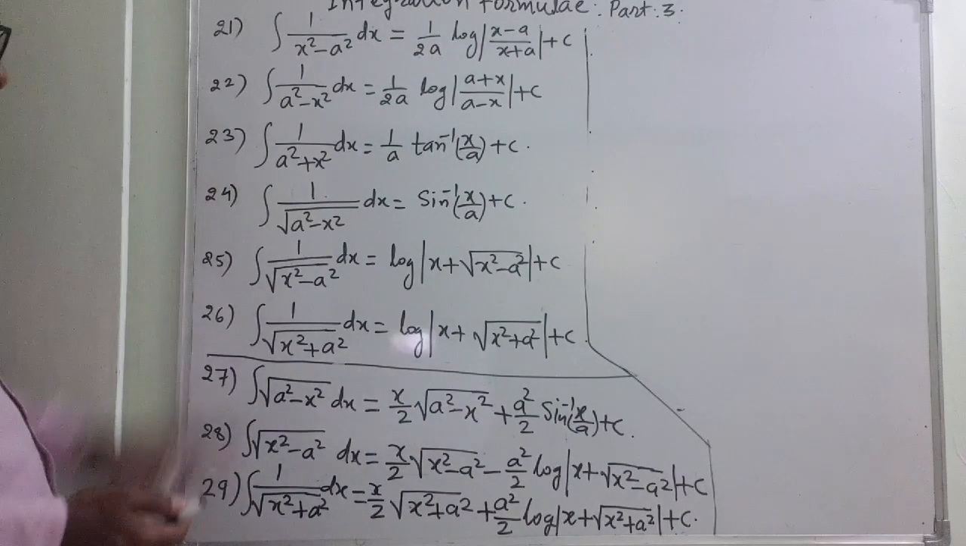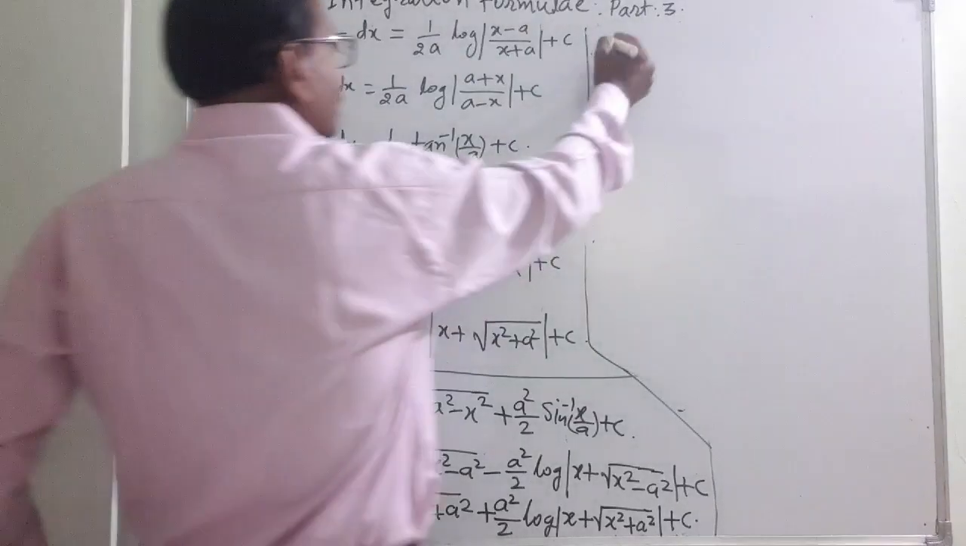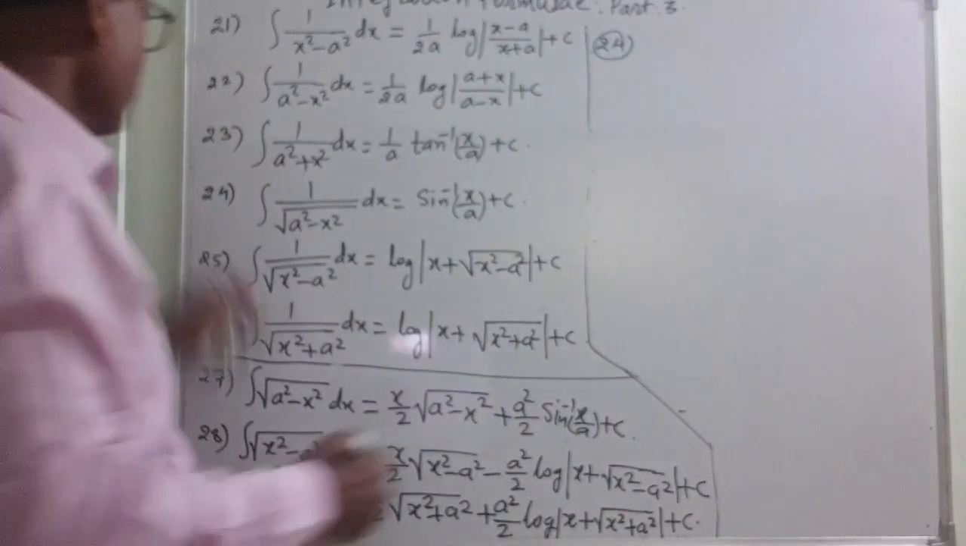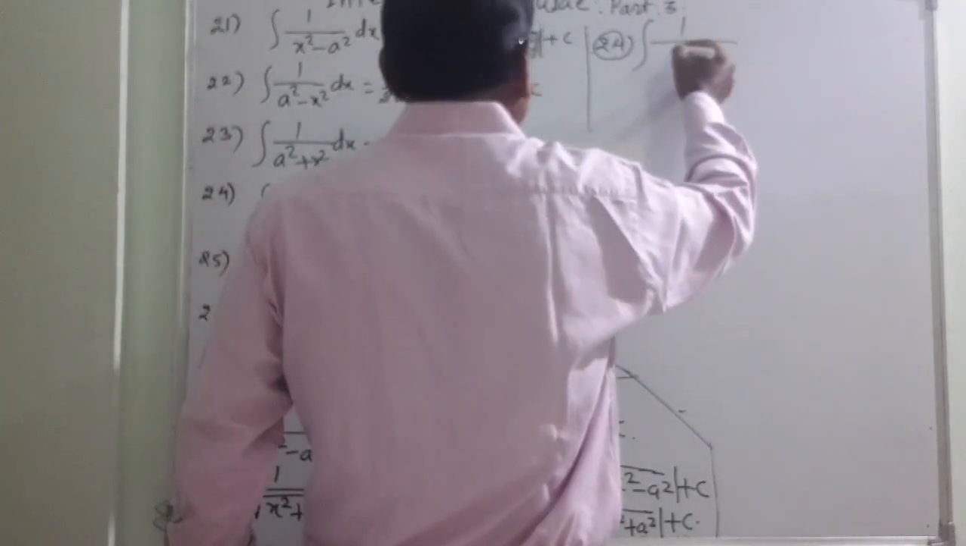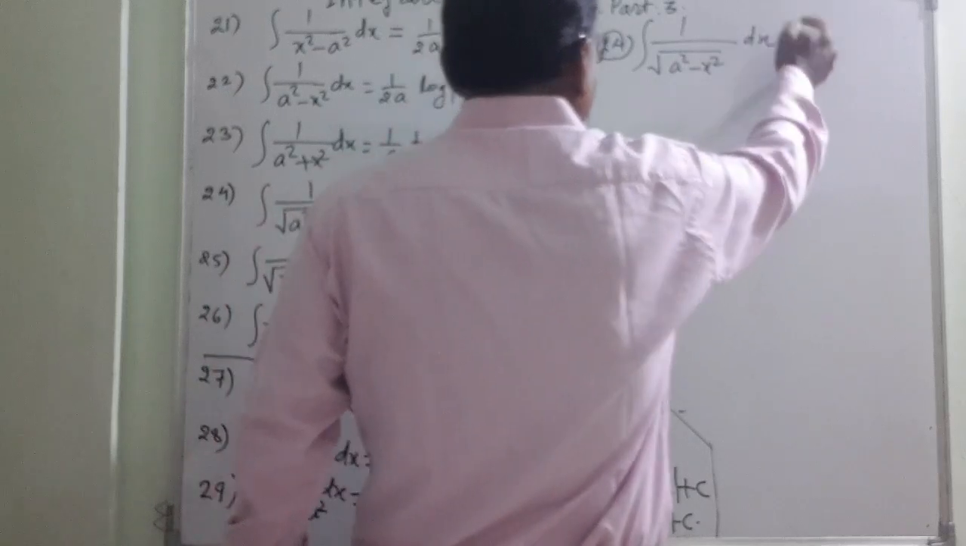Now this 23rd we are done. I will see this 24th. 24th sum, integration of 1 upon root of a square minus x square dx.